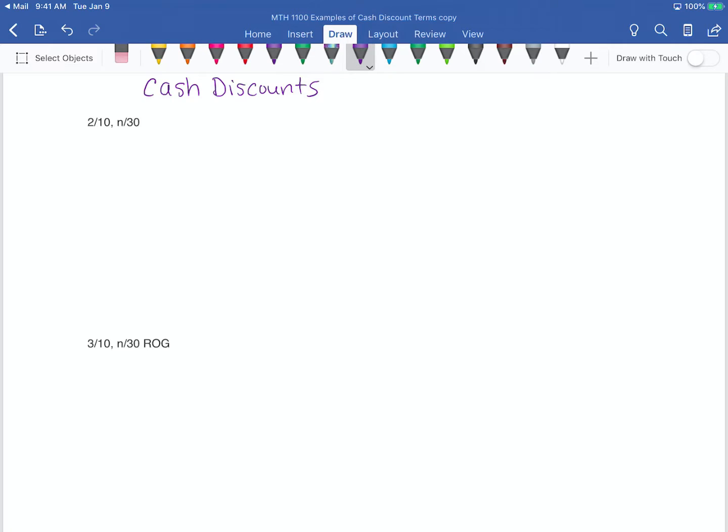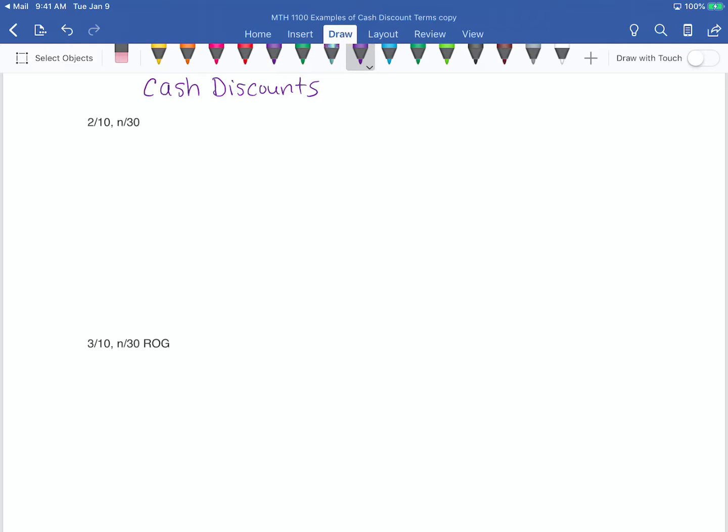Cash discounts are mainly used to get people to pay their bill early. So a lot of times companies will say if you pay your bill within 20 days or 15 days of your invoice date, we'll give you an additional 2% off. So it's a way to throw out a carrot to get people to make sure they pay their bills.